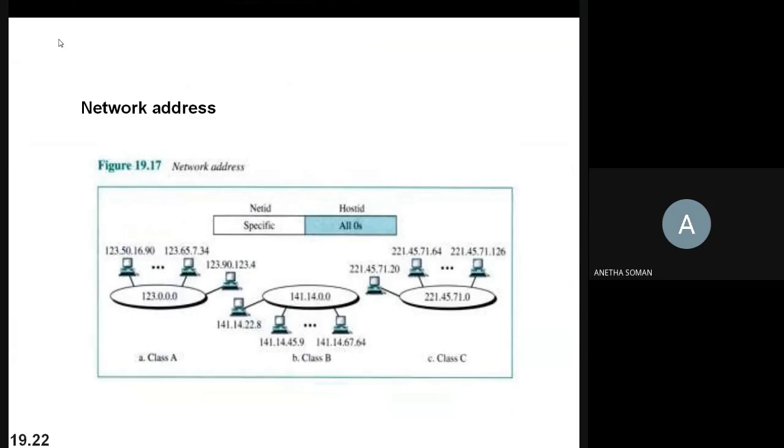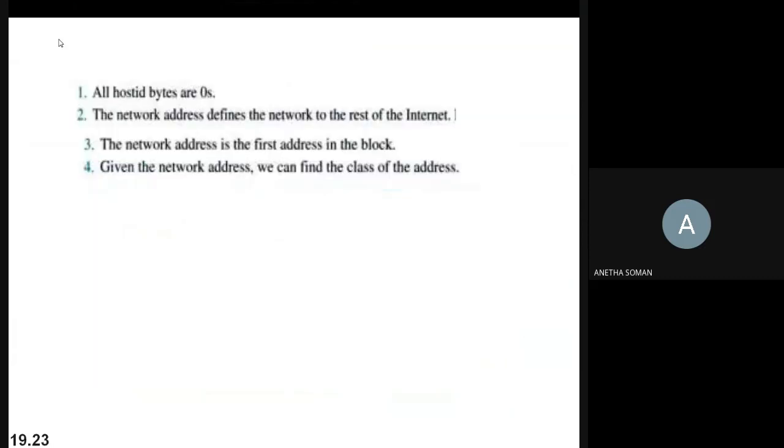This is for class C. Okay, so a network address will have both net ID and host ID with zeros for all the host IDs. Very, very important: if you want to identify the network address, the host ID must be zeros. Okay, so just an example. I told you all the host ID bytes will be 0. So the network address defines the network to the rest of the internet. It is the first address in the block, as I have mentioned earlier.